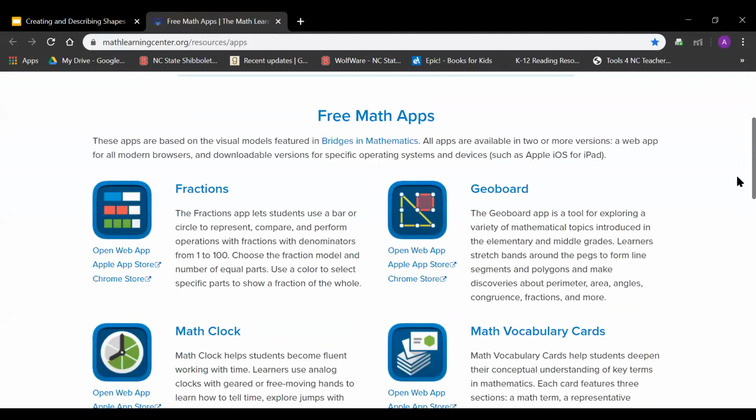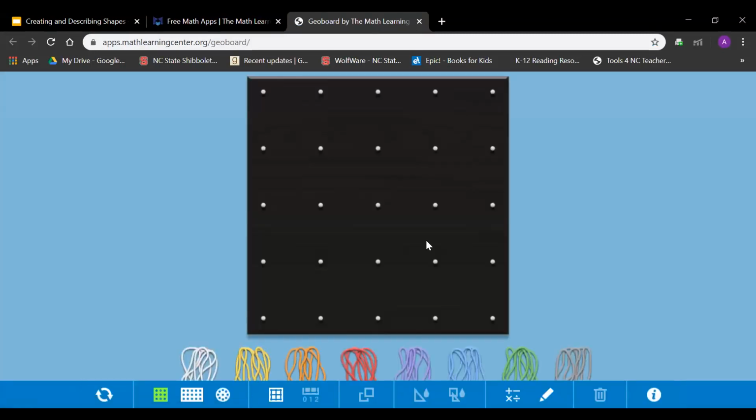So again, we've been to this website and there's Geoboard. Let's say I'm partnered up with one student and he says, okay, I want you to build a shape that has 4 sides, 4 vertices, and 4 equal sides. Once I hear that equal, hopefully a student will know, okay, 4 sides, 4 vertices, and 4 equal sides, that has to be a square.